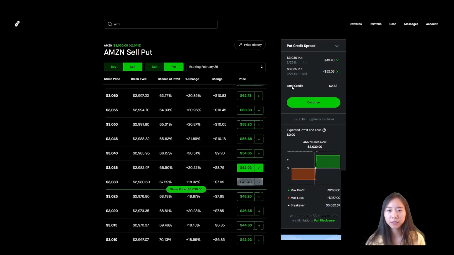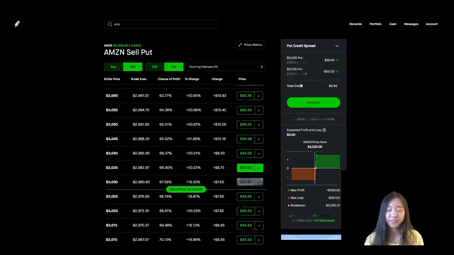All right, coming back to our put credit spread. Here I am buying a put option at $3,030 strike price, expiring on February 25th. In the meantime, I'm selling a put option at $3,035 strike price, expiring on the same day.